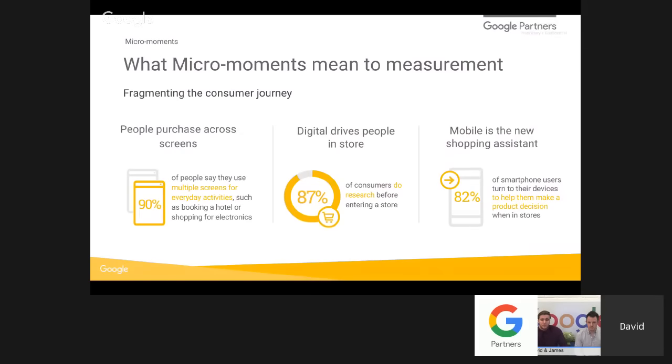So what do micro moments mean to measurement? Well, for a start, they fragment your consumer journey. So let's take a look at some of the important figures behind micro moments. People purchase across screens. 90% of people say they use multiple screens for everyday activities such as booking a hotel or shopping for electronics. Digital drives people in store. 87% of consumers do research before entering a store now. And mobile is the new shopping assistant. So now we're seeing stats that 82% of smartphone users turn to their devices to help them make a product decision when actually in the store. This has given rise to an excellent phrase which Google has coined, called showrooming.